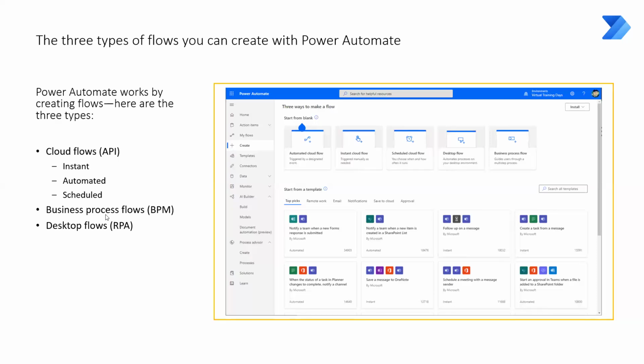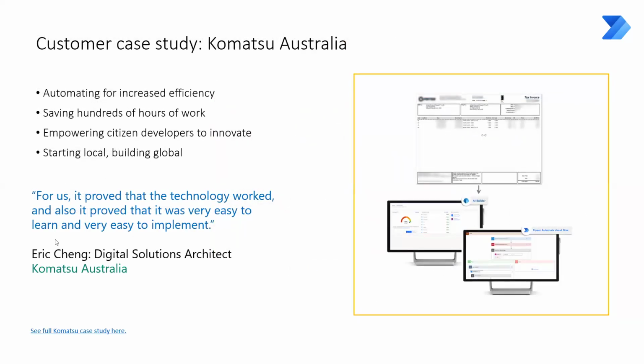And third is a desktop flow. If you want to look at one of the known customer case studies, how they might have utilized Power Automate, then it is Komatsu Australia. So it's a True Green's digital transformation strategy.